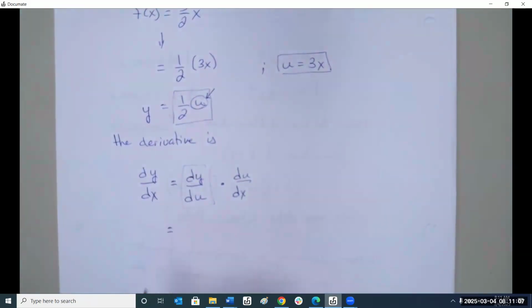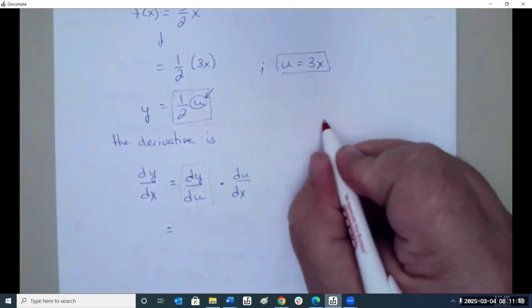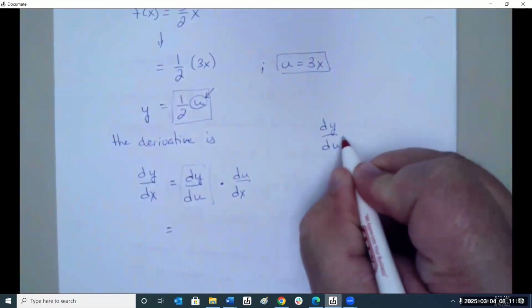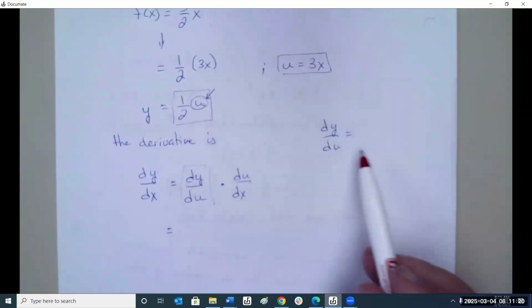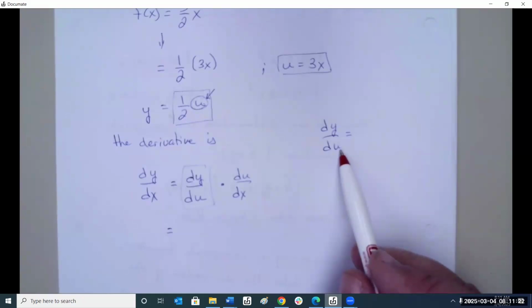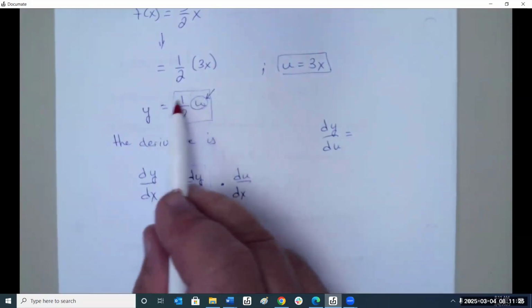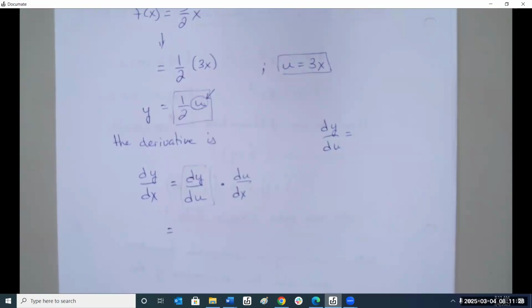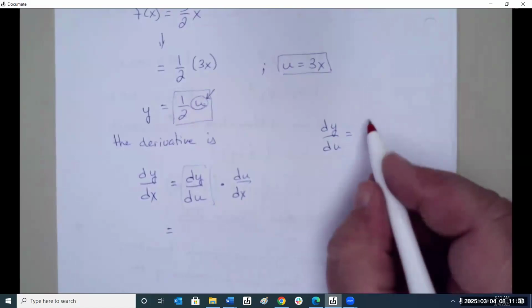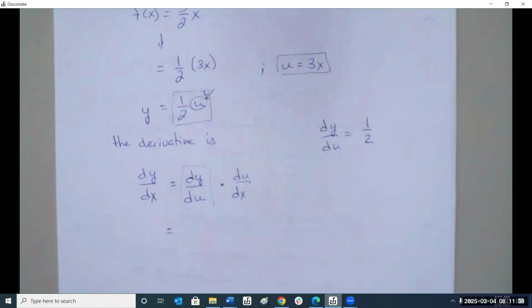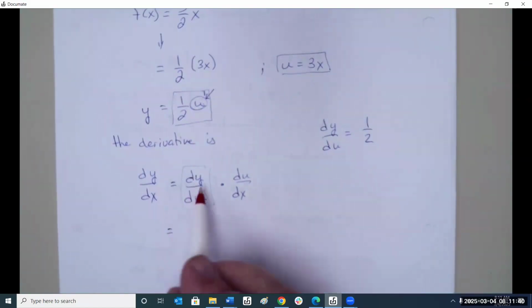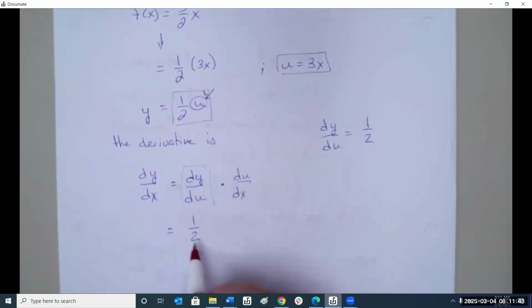So in this case, what is dy du? Look at this right here. If I'm taking a derivative with respect to u, here's u. What's my derivative of this function? Treat it the same way as x. It's just 1 over 2, because this has a power of 1. It comes down and goes to 0. It disappears. So dy du is 1 over 2.